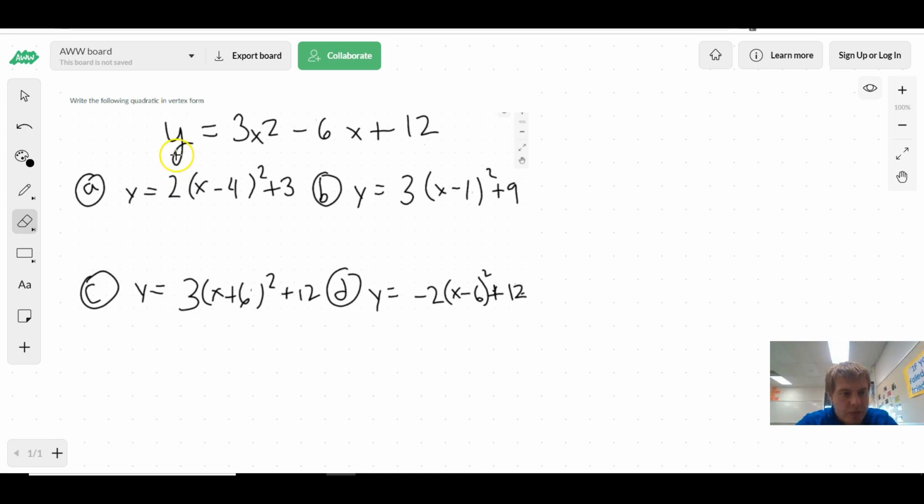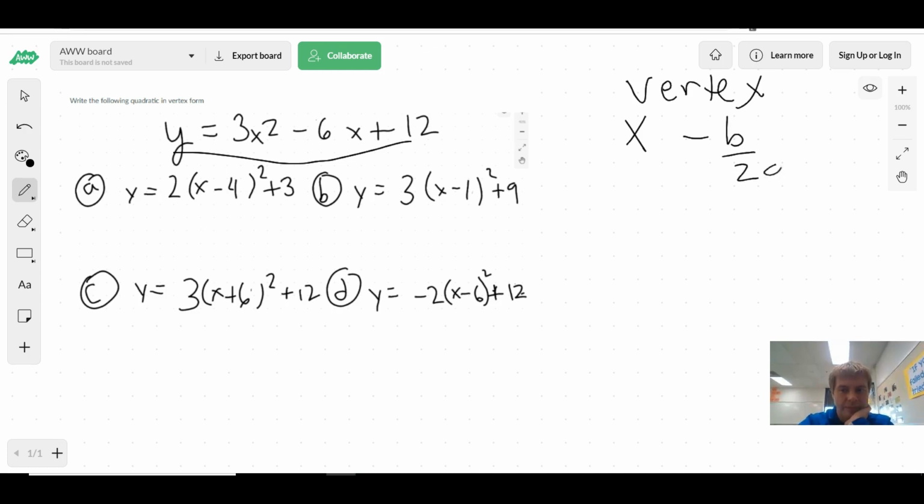Okay, so they want me to write this equation right here in vertex form. And so if I have to write this equation in vertex form, what I need to do is find the x and the y values that I could have for these things. So to find the x value of a vertex, you use the equation negative b over 2a.